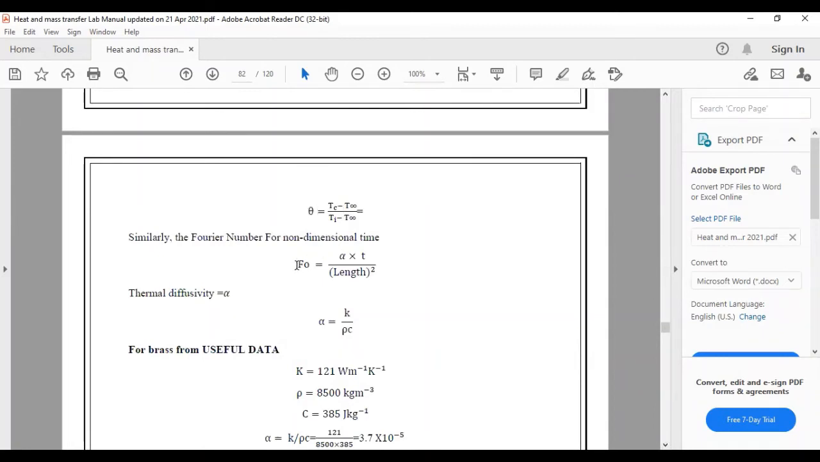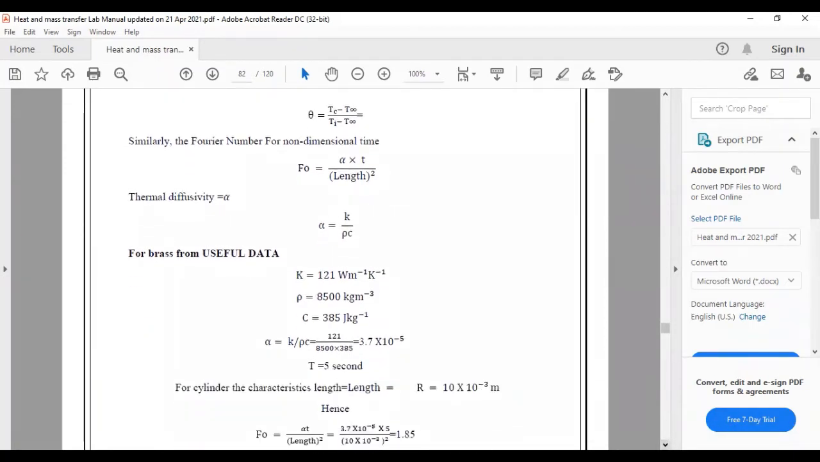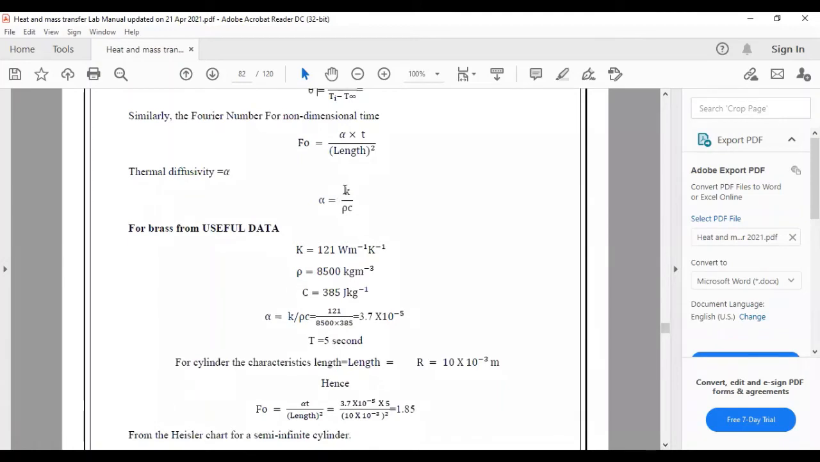Next is the Fourier number. The Fourier number is basically alpha times t over length squared. This alpha is thermal diffusivity, and it is a constant. Its value is k over rho times C. These are all constant values. For example, for brass, the value of k, its density, and the value of C are all given. So you will calculate this alpha value. This is 3.7 times 10 to the power minus 5.